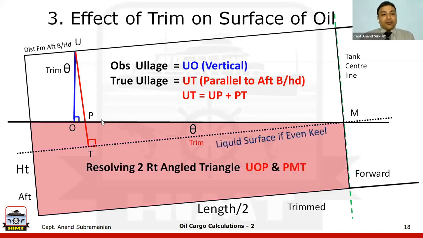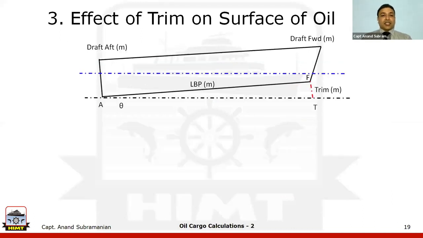To find this, we resolve two triangles. The first triangle to be resolved is UOP, that is U, O, and P. If we resolve this triangle, we will get UP. The second triangle to be resolved is PMT, that is, this is the midpoint M, P, M, and T. Once we resolve the second triangle, which is a horizontal right angle triangle, then we get PT.